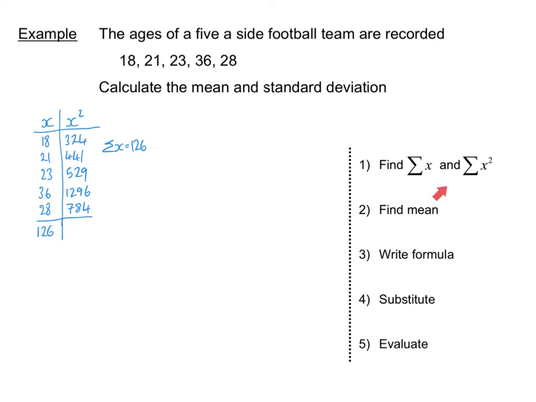What I'm then going to do is find the sum of all the x squared values. These are all my x squared values down here, so I'm going to again type them into a calculator, add them all together and put the total at the bottom there.